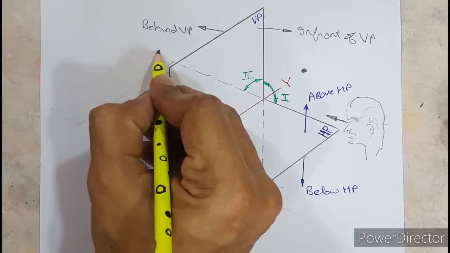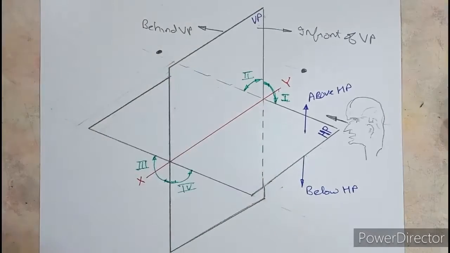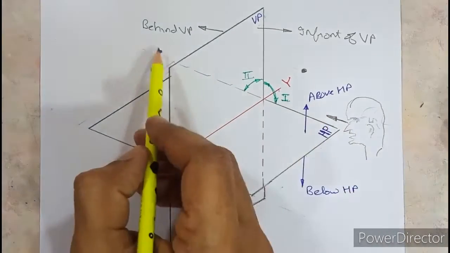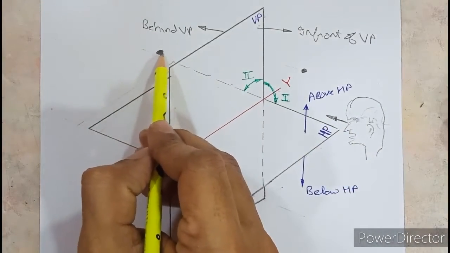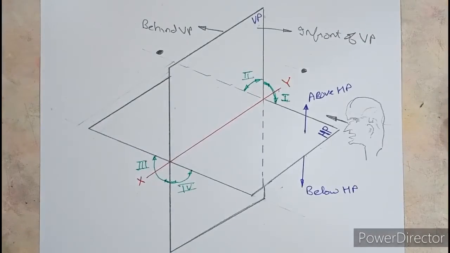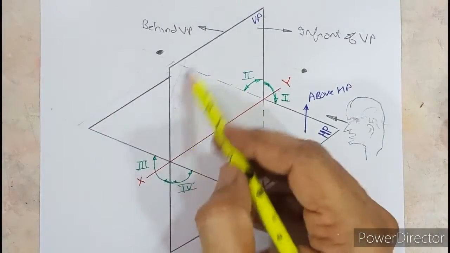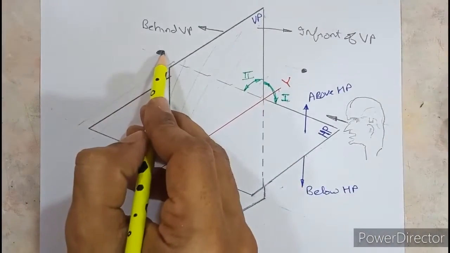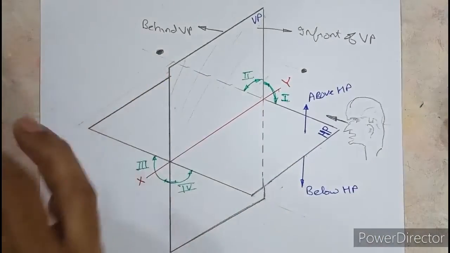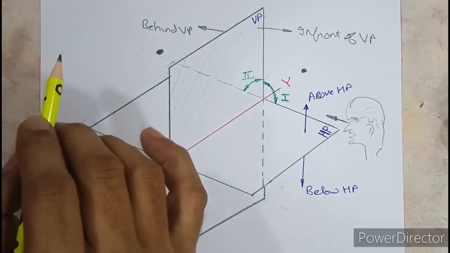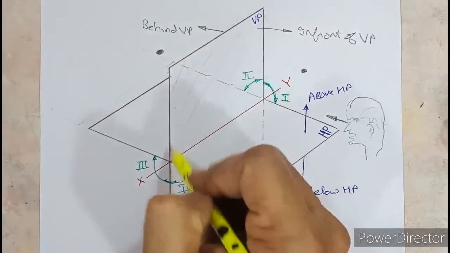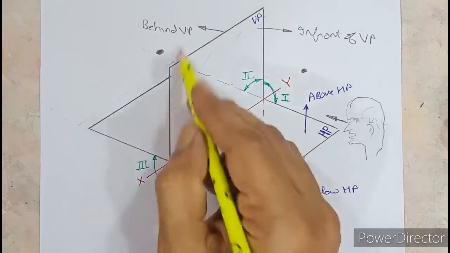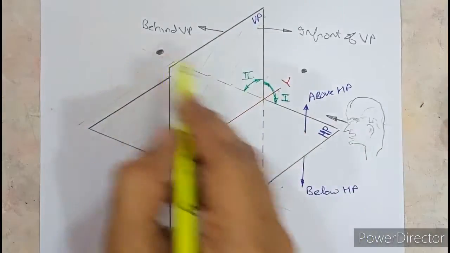If an object is placed in the second quadrant, my question to all of you is, when you look in the front view, can you see this object in the second quadrant? The answer is no, because there is an interruption. The vertical plane is in between. So whenever an object is placed in the second quadrant, you need to make an assumption. The assumption is that the vertical plane is transparent. Because it is transparent, only then you can see this object from here.